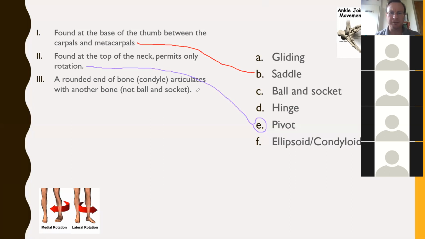So the rounded end of a bone articulates with another bone. It's not a ball and socket. So that was the ellipsoid or condyloid.